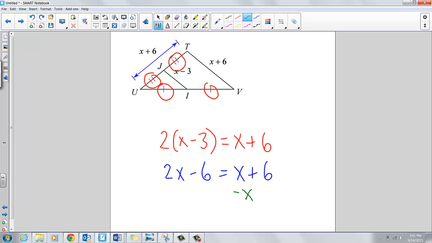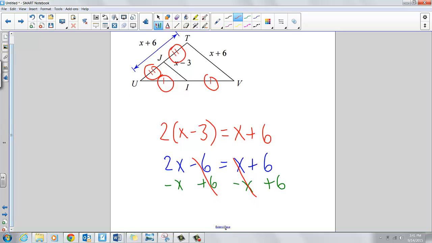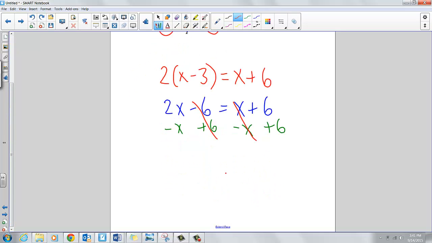You can subtract x, add 6, and we are then left with x equals 12.